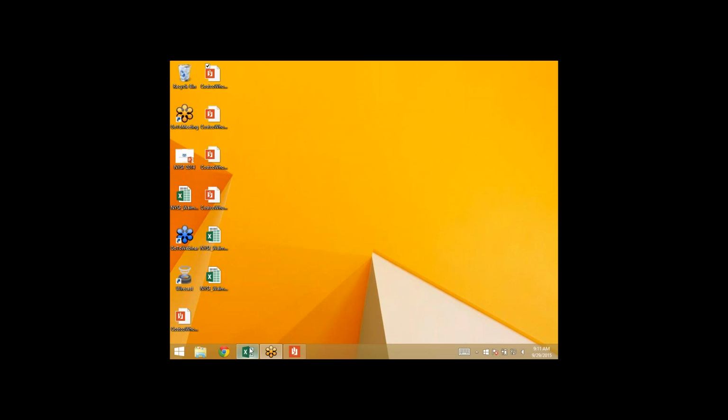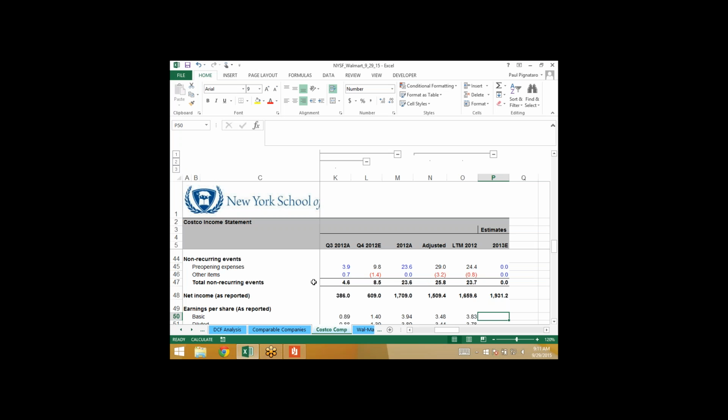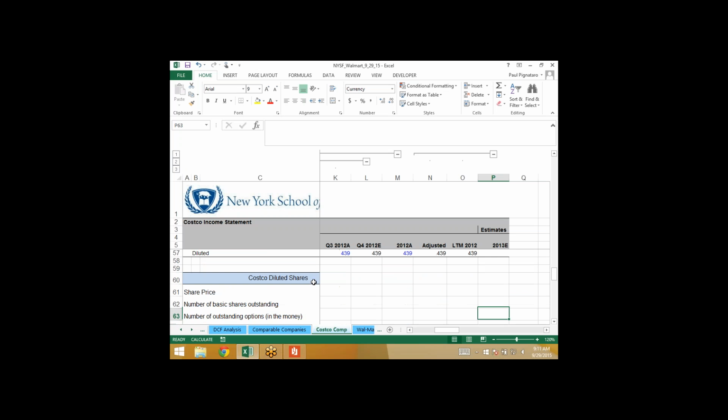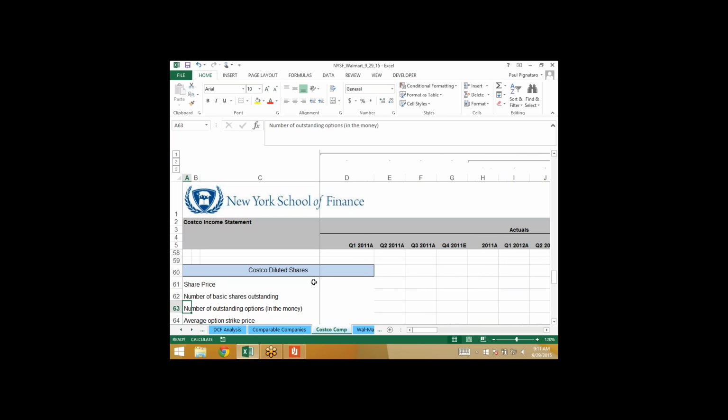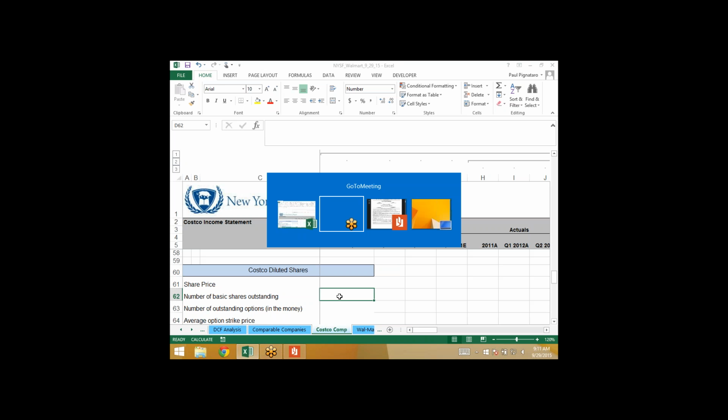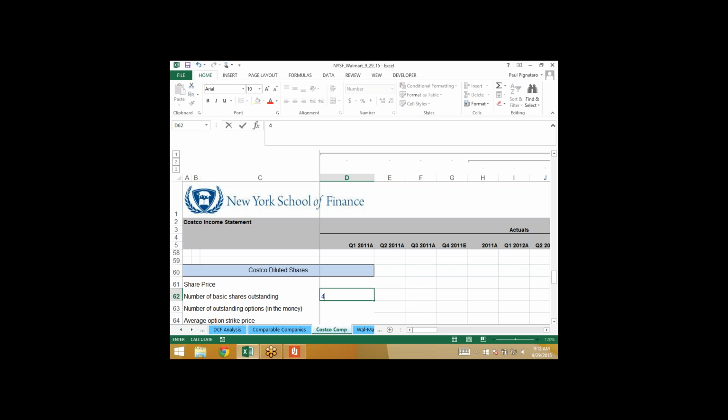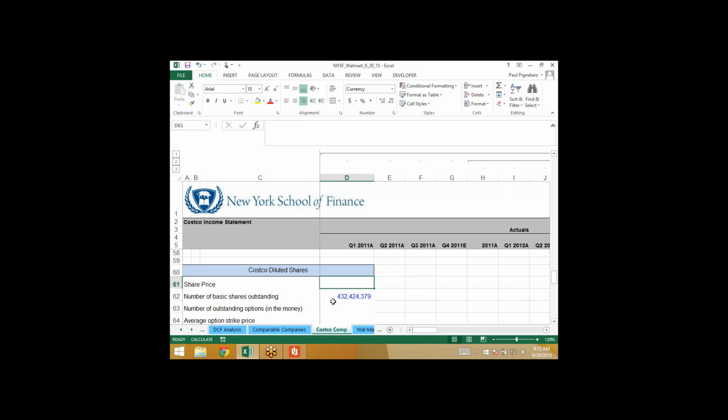Okay, 432,424,379. So I believe I have laid out already a box underneath. If not, we'll have to lay one out ourselves. Here it is. The diluted share calculation. Number of basic shares outstanding was 432,424,379. The front page of the most recently filed report.